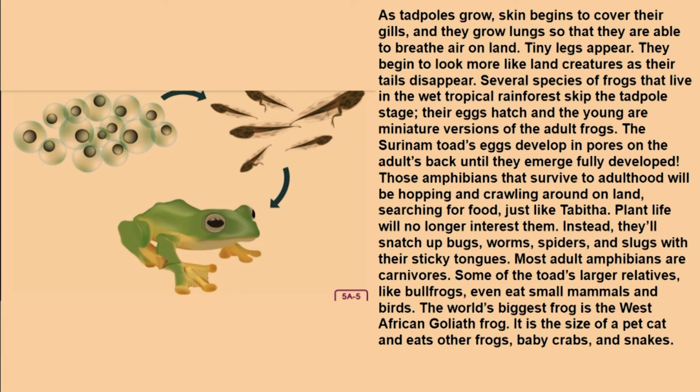Plant life will no longer interest them. Instead, they'll snatch up birds, worms, spiders, and slugs with their sticky tongues. Most adult amphibians are carnivores. Some of the toad's larger relatives, like bullfrogs, even eat small mammals and birds. The world's biggest frog is the West African Goliath frog. It is the size of a pet cat and eats other frogs, baby crabs, and snakes.